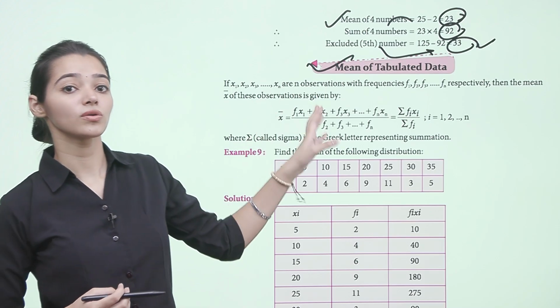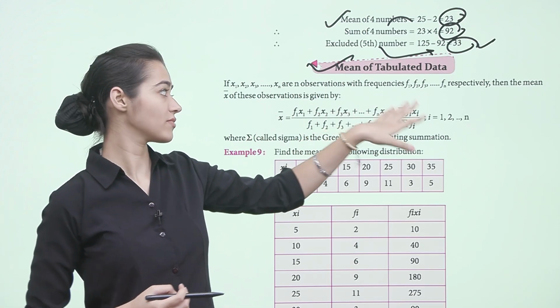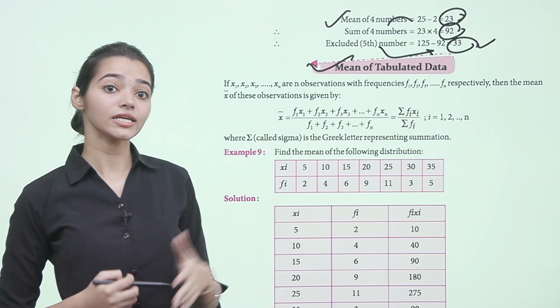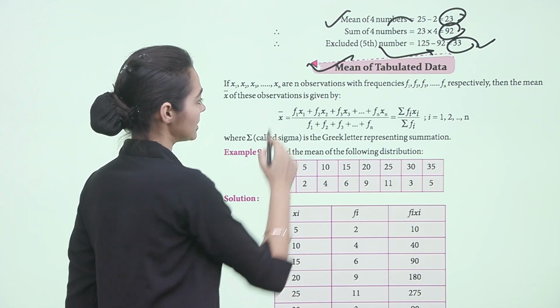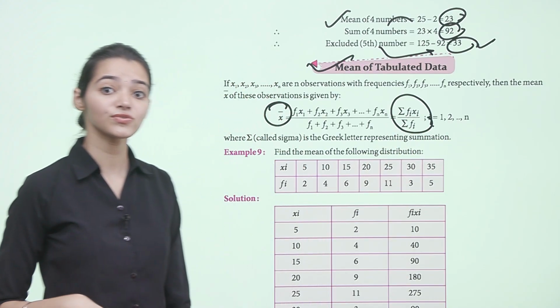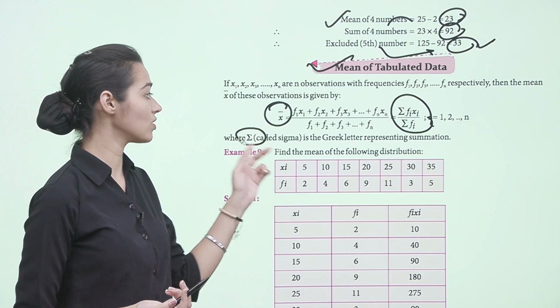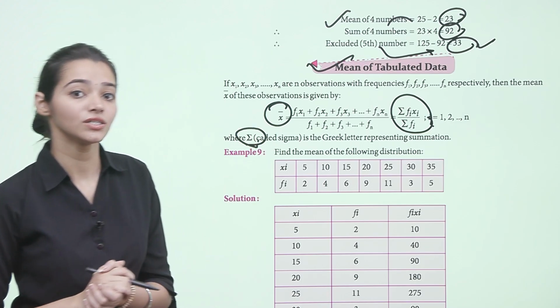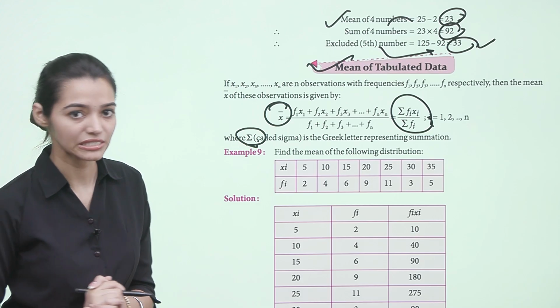Now let's start with the mean of tabulated data. If x1, x2 and so on up to xn are n observations with frequencies f1, f2 and fn, then the mean of the observations will be x bar equals summation of fi xi upon summation of fi, where i is from 1 to n. And this symbol is called what? Sigma. That Greek letter represents our summation, that means the sum.